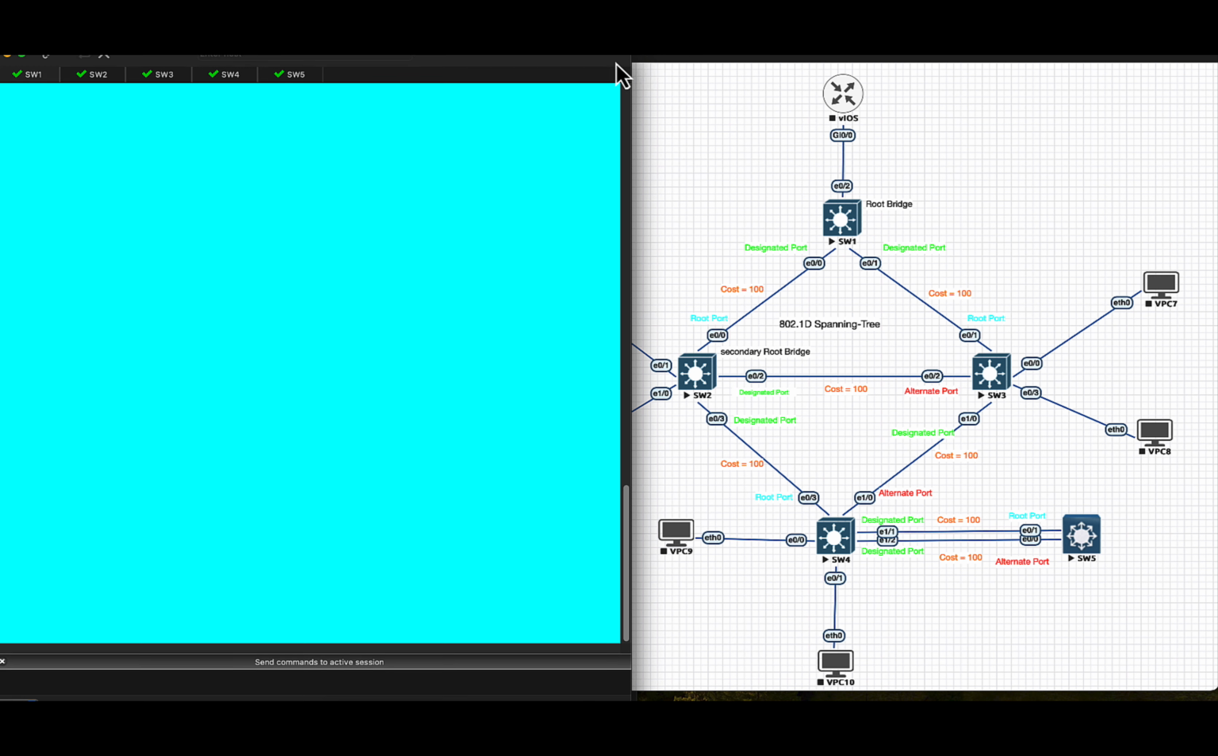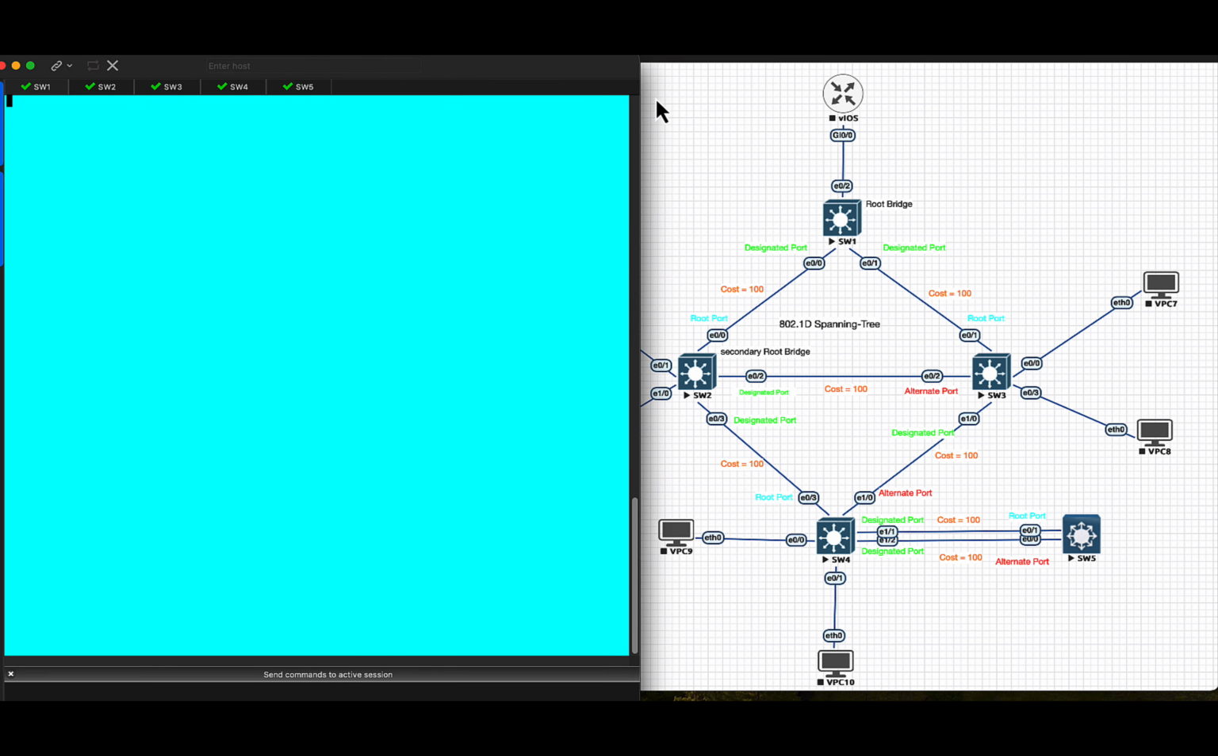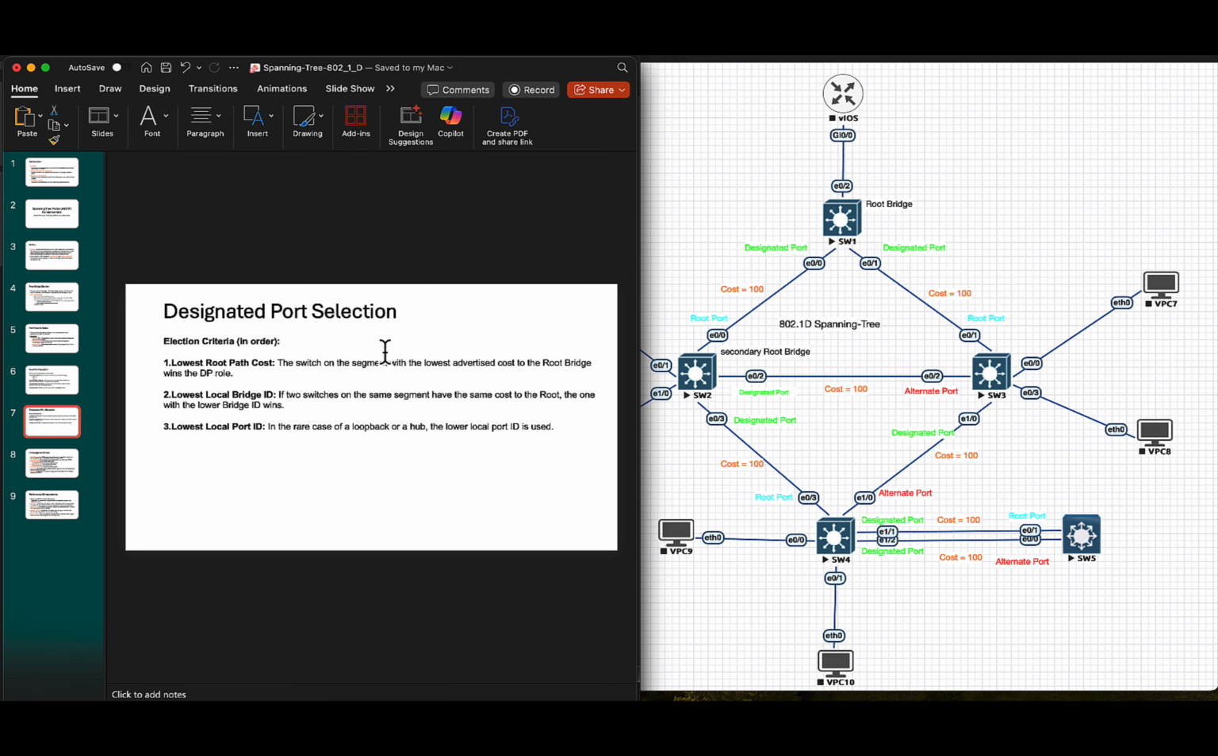All right, what's interesting here is that we want to see the designated port links between switch 2 and 3, this link right here, right? Now the question is, why is switch 2 EO2 the designated port versus switch 3 EO2 being an alternate port? So why is that?